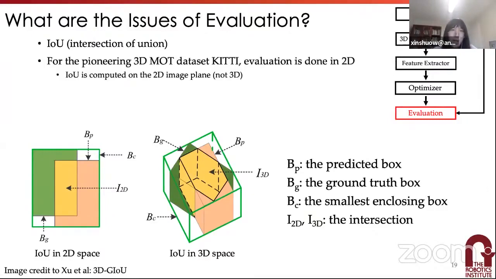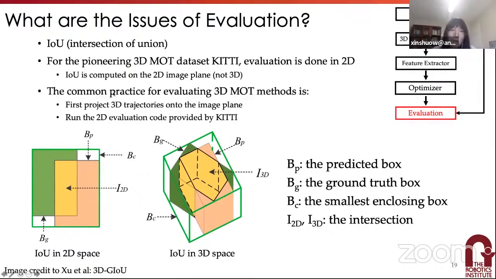However, for the pioneering 3D MOT dataset, KITTI, the evaluation is performed on the 2D image plane, which means that IoU is computed on the image plane instead of in 3D space. So if you work on a 3D MOT system and you want to evaluate on the KITTI dataset, the common practice would be to first project the 3D trajectory onto the image plane, and then run the evaluation code provided by KITTI, which of course will give you the 2D MOT result, not 3D.